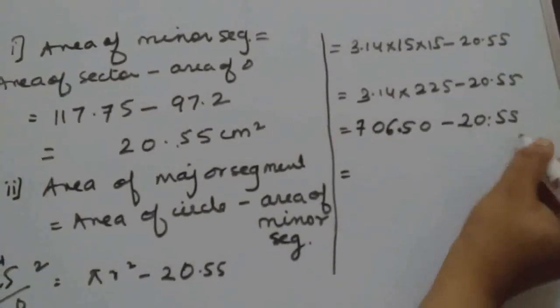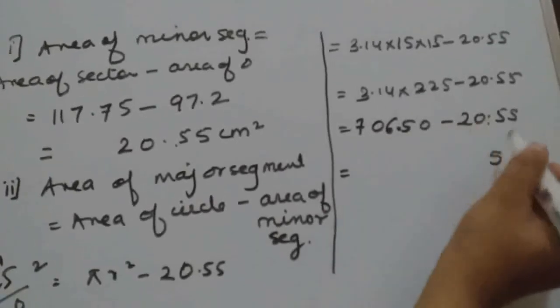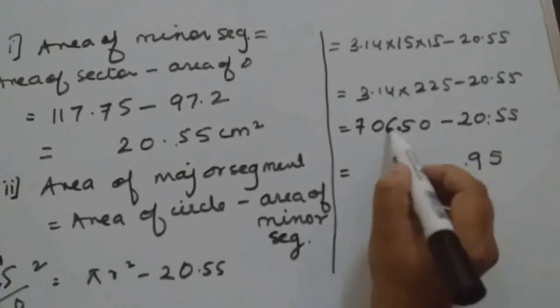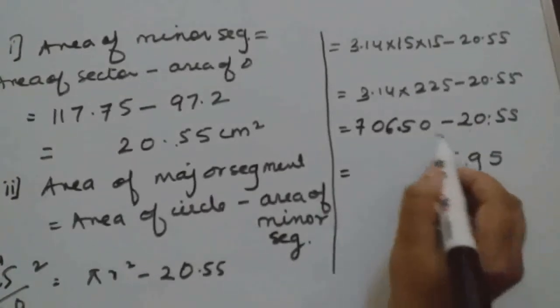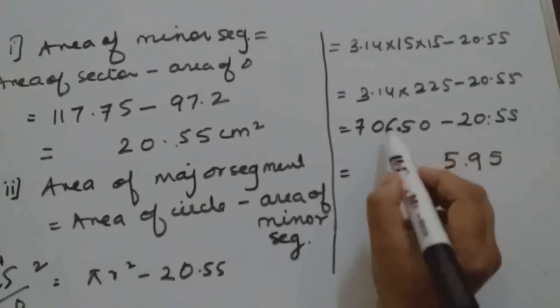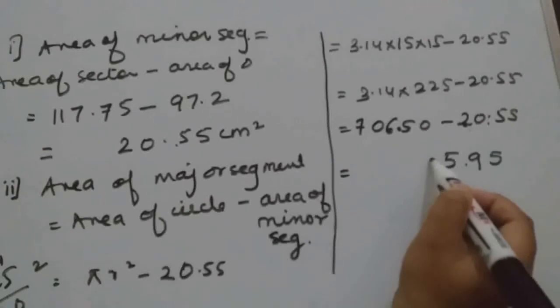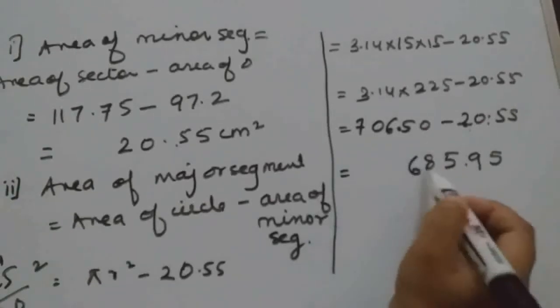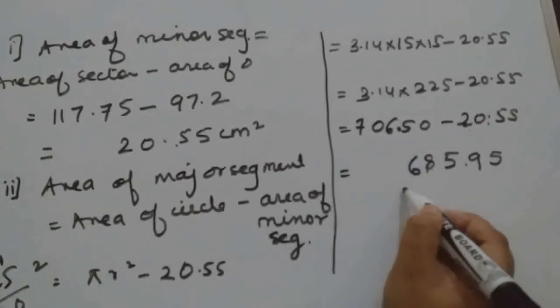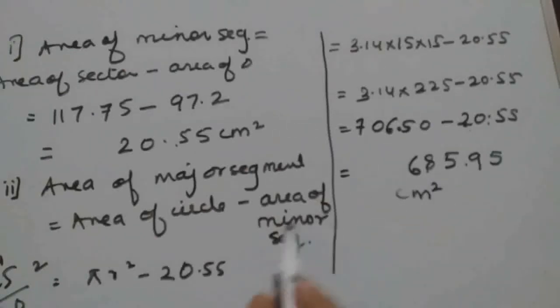this will give 685.95 centimeter square is the area of the major segment, we can say.